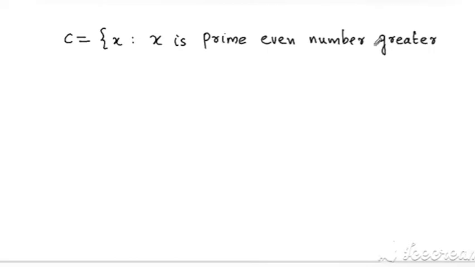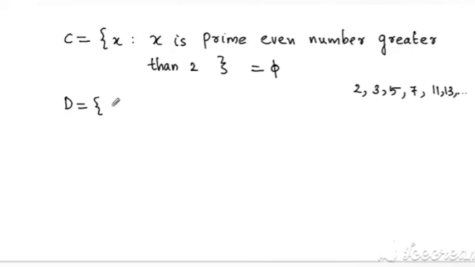Then consider the other example. Suppose set C equals the set of all x such that x is an even prime number greater than 2, and we know that prime numbers are the numbers whose factors are 1 and the number itself. So prime numbers include 2, 3, 5, 7, 11, 13, etc. And you can see only 2 is the even prime number, all other prime numbers are odd, so that set is also empty.